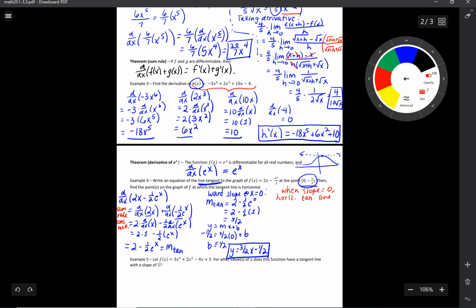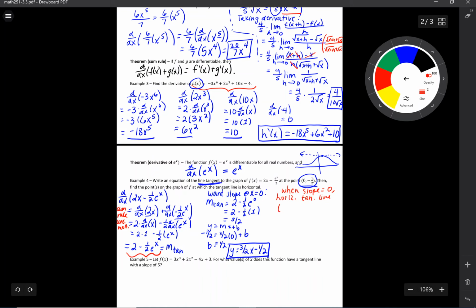Because a horizontal tangent line is something like the graph of y equals 2, and that does not have a slope. It is just a constant line. So therefore, we want to find where our slope equals 0. So I'm going to set my slope, which I found right here. This is my slope of my graph. I'm going to set this equal to 0.